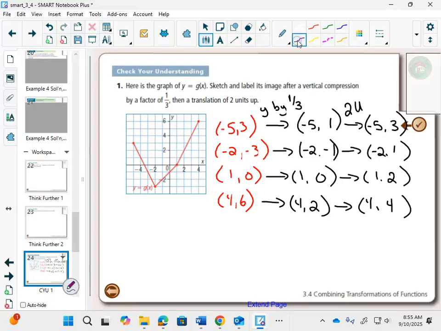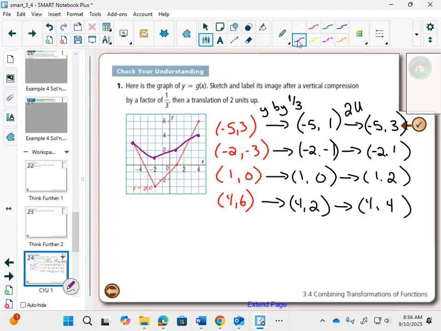So now, we can go (-5, 3). I'll put my final graph in purple. (-5, 3). Oh, that point ended up in the same place it started. (-2, 1) is there. (1, 2) is there. And (4, 4). Connect your lines. Does it look like it was compressed vertically, squished towards the x-axis? And then does it look like it would have been shifted up afterwards?